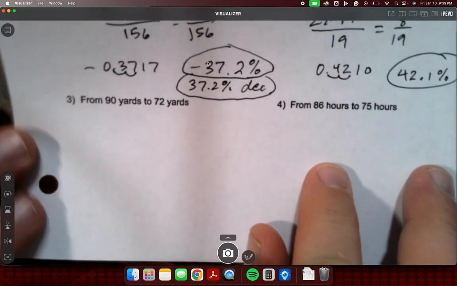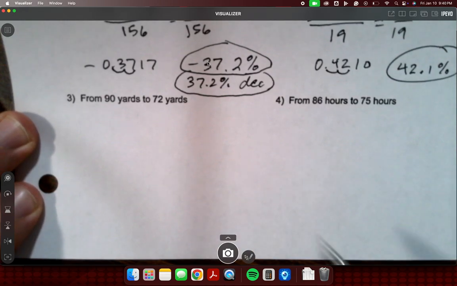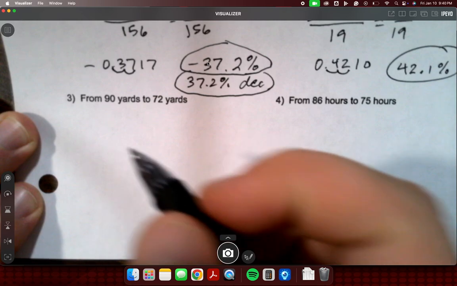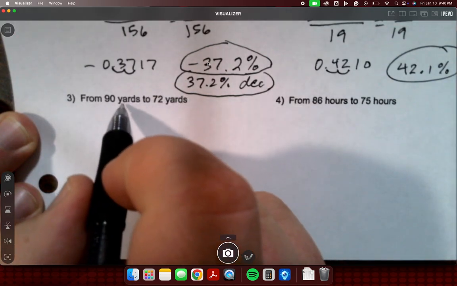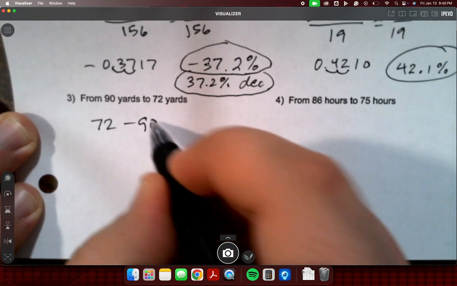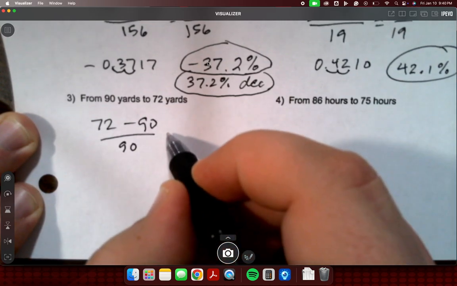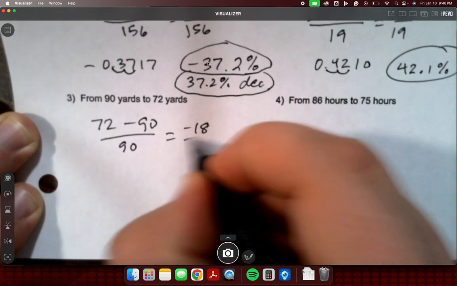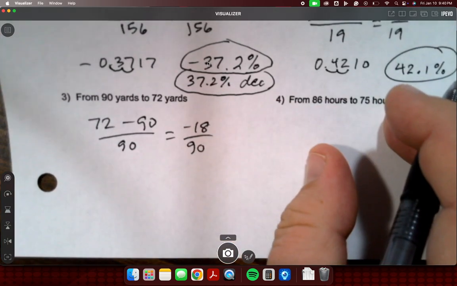Okay, number 3. From 90 yards, so that's the old value, to 72 yards, that's the new. Sorry, it's not price. I should say old value, new value. So 72 goes in for the new value. 90 goes in for both spots for the old. 72 minus 90 is negative 18. And then we'll divide by 90.